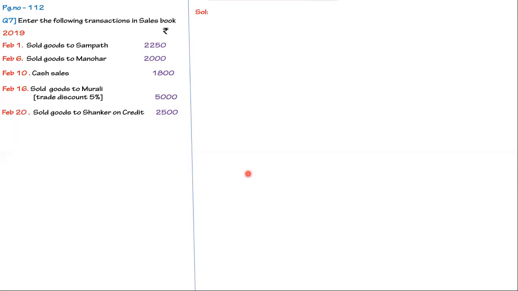Here is the solution. Here is sales book, and the format for sales book is date, particulars, outward invoice number, LF number, details, amount, rupees. For purchases book, the format was date, particulars, inward invoice number, whereas for sales book, the format is date, particulars, outward invoice number, and the rest of the format, LF number, details, amount, rupees, are the same for purchases book and sales book.